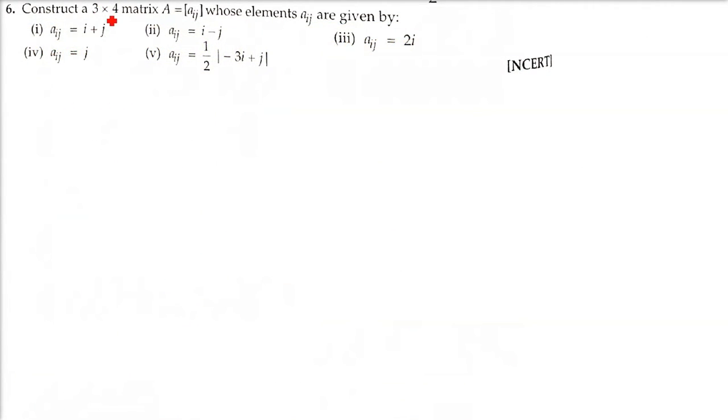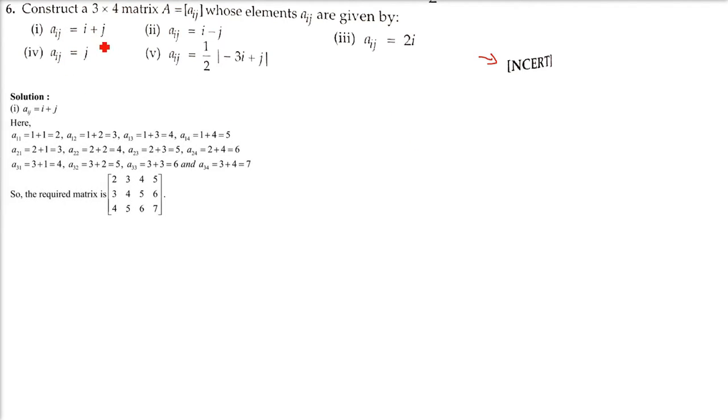Construct a 3 by 4 matrix A equals A subscript ij, whose elements aij are given by. So there are certain parts, and this is an NCERT question. How are we going to do this? Let us start with the first part. i plus j is the row and column addition, the row and column number. So the best way is to first make a dummy matrix because it is a 3 by 4 matrix.